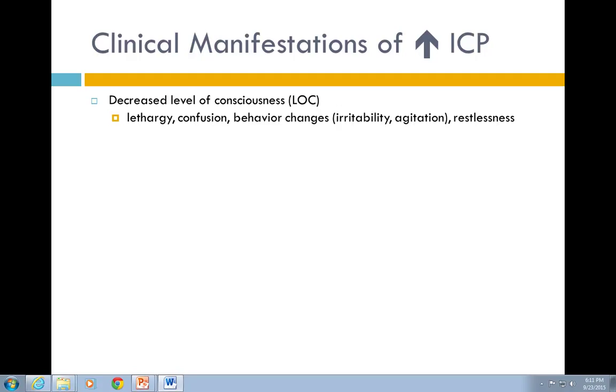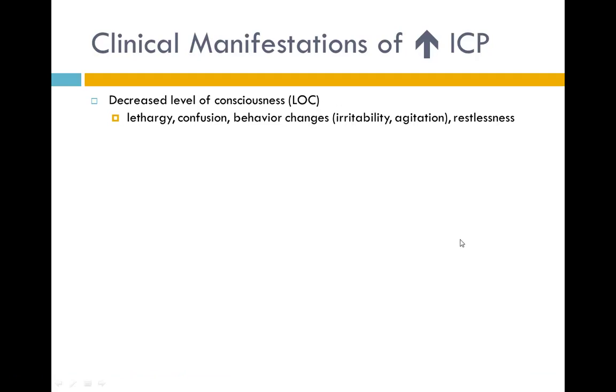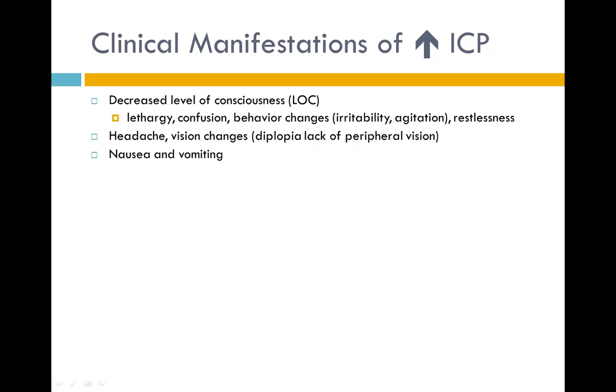The earliest signs, and again this is a key element to remember, the earliest sign of increased intracranial pressure is a change in level of consciousness, where the patient was alert 1 minute, you go back to assess, and now the patient is confused. Clients can also complain of a headache, vision changes, nausea, vomiting.